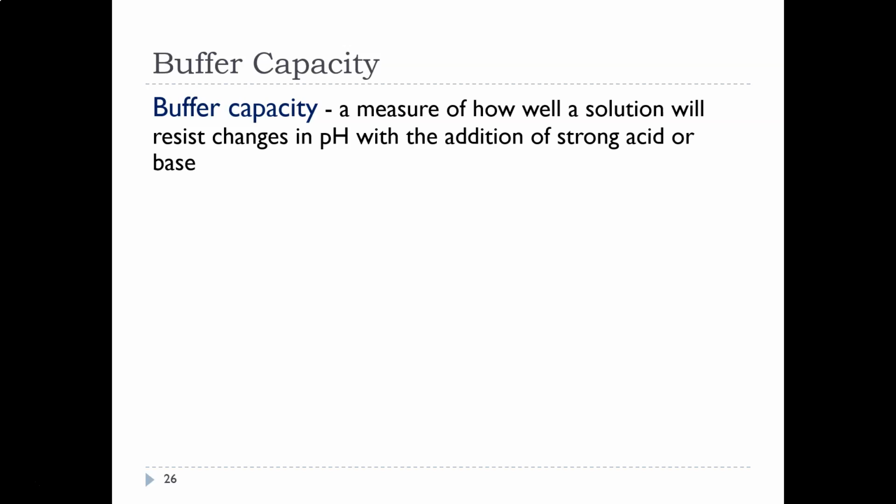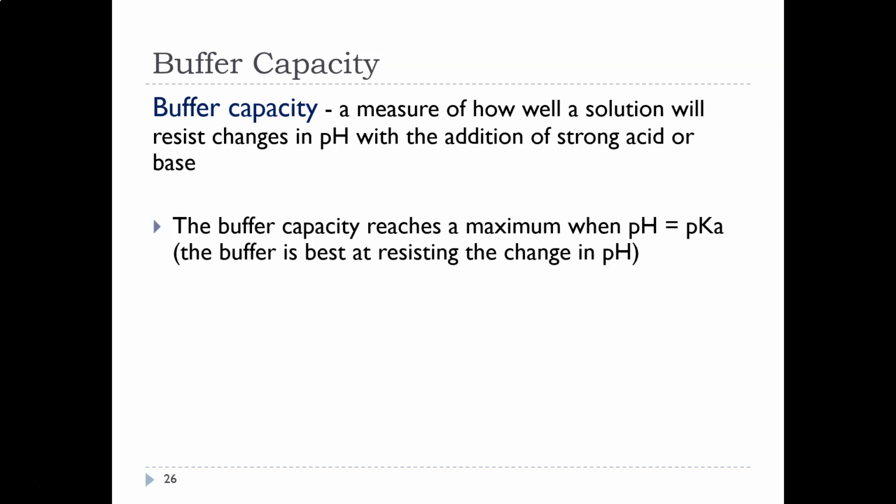changes in pH. Okay, so the buffer works the best, which means its capacity is the best, which means it can take more acid and base, when the pH of the buffer is at the same value as the pKa of the weak acid in the buffer. So this is the pKa of the weak acid in the buffer.